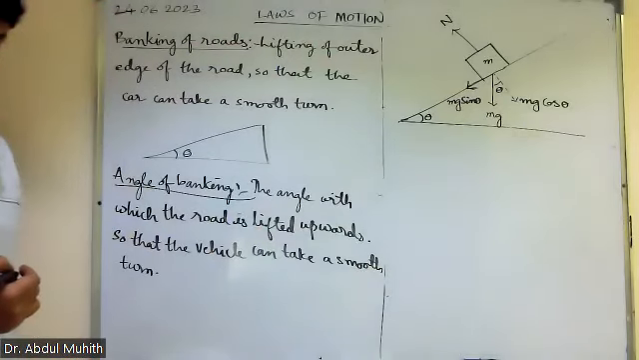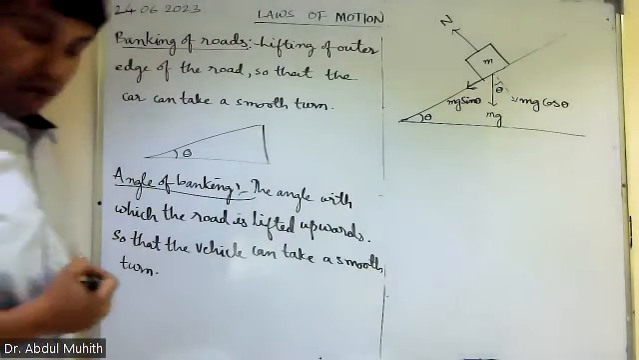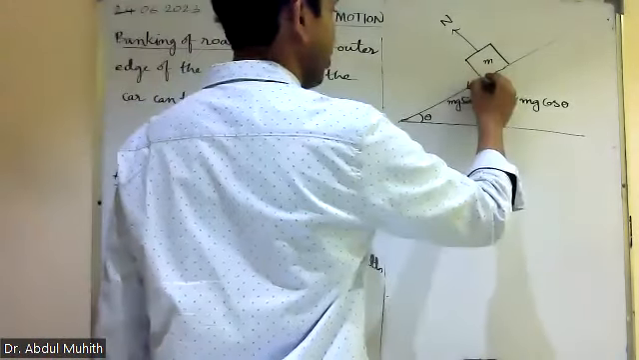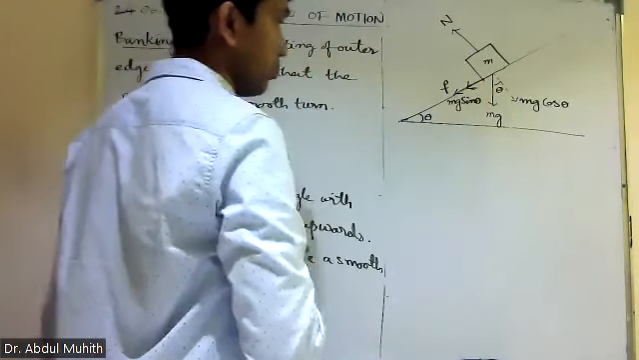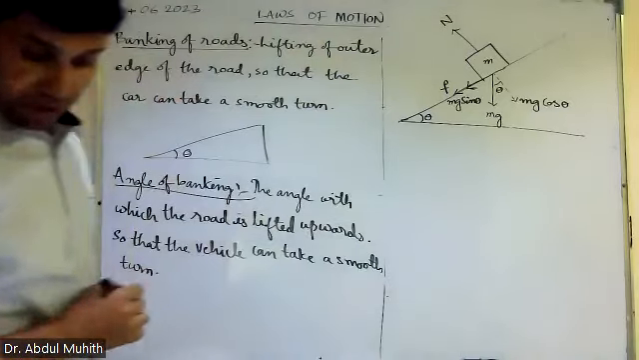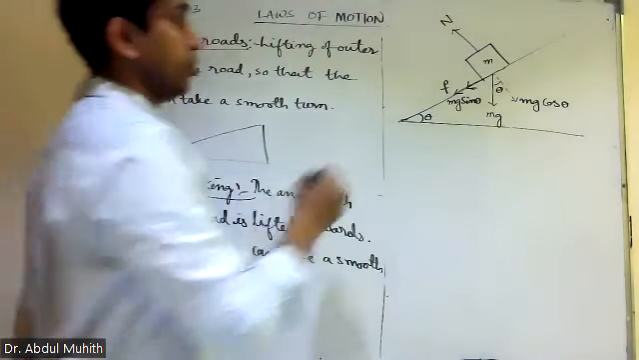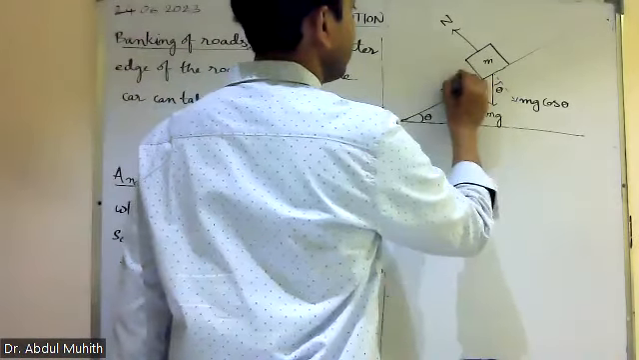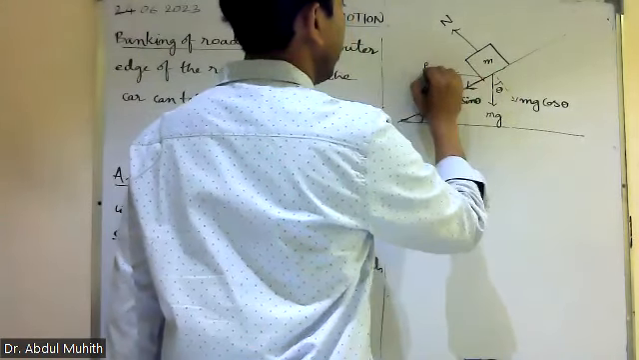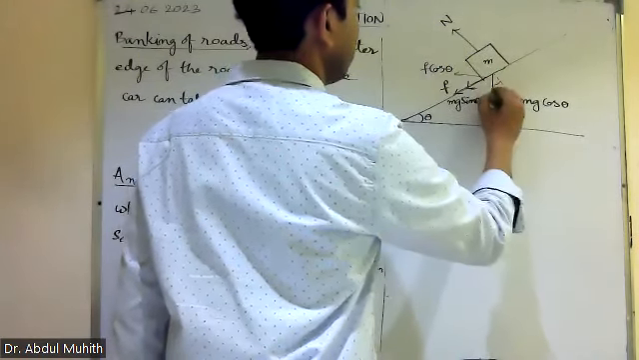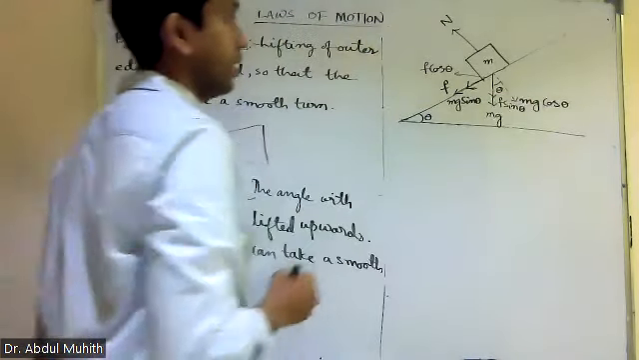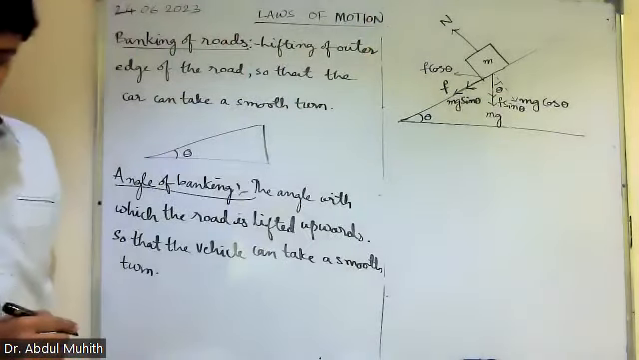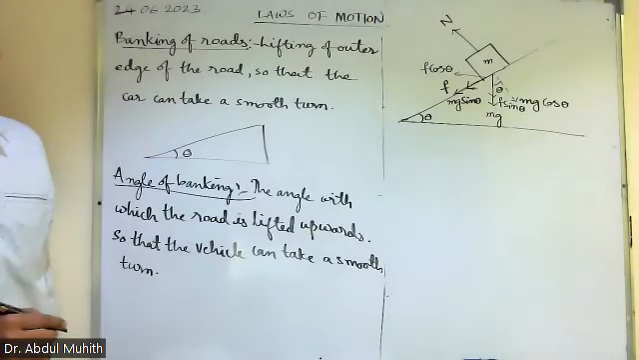Now, there is a frictional force also. The frictional force is between the tire and the road. I'm writing it as small f. Again, there are two components: f cos theta and f sin theta.